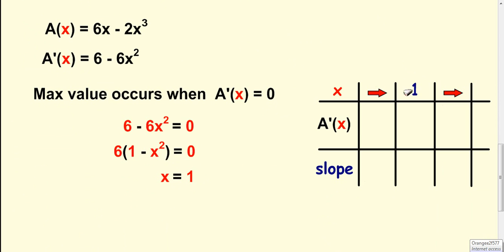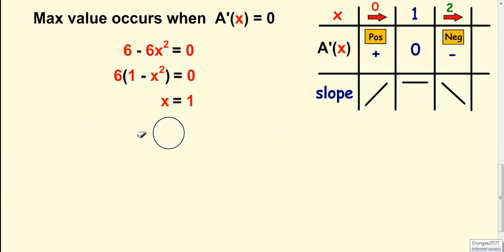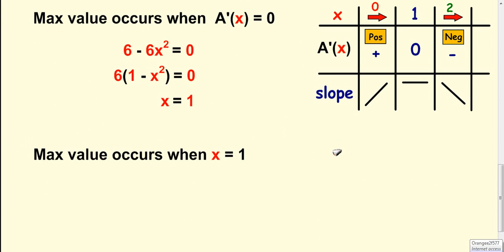So in our nature table, x is 1. Look at a wee bit before, at 0, a wee bit after, at 2. So at the stationary point, we have no gradient. If we substitute 0 into the derivative, we'll get 6 take away 0, that's positive. If we substitute 2 into the derivative, we'll get 6 take away 6 times 2 squared, that's going to come out as negative. So we have a maximum occurring at x equals 1.